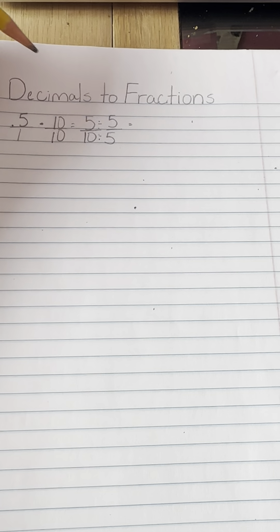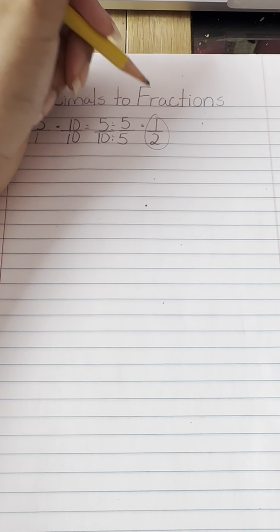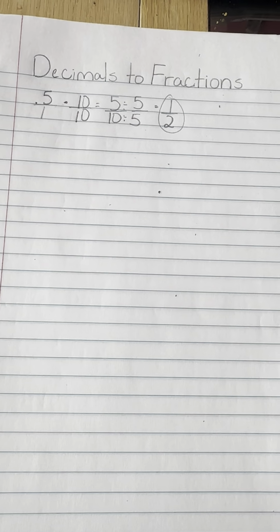And that's going to give us 5 divided by 5 is 1. 10 divided by 5 is 2. And this can't be simplified any further. So our final answer is 1 over 2. Let's try another one.